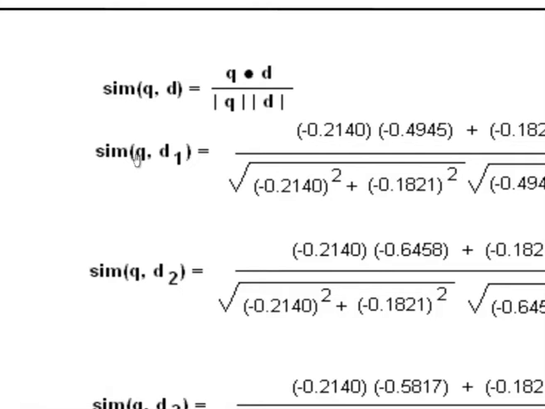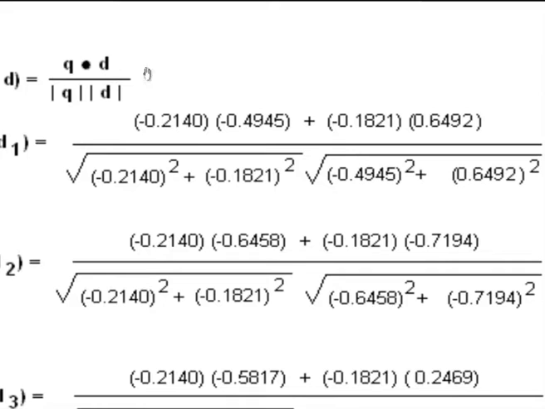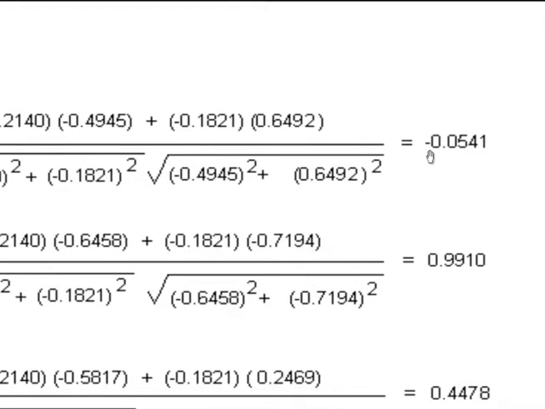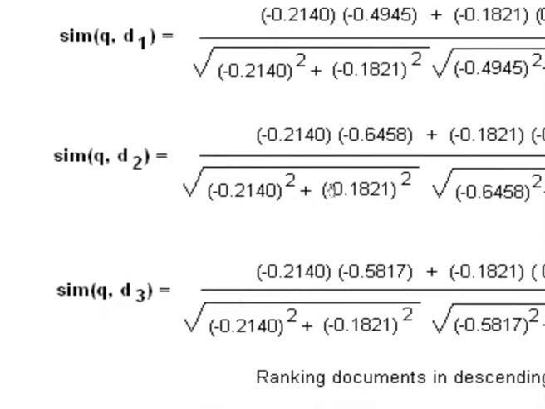Now, let us take the given query and document D1. Now, this Q dot D is the first component in Q and the first component in D multiplied. So, x1 multiplied by x2 plus y1 multiplied by y2, the whole divided by square root of x1 square plus y1 square multiplied by square root of x2 square plus y2 square. This equation will result in a value of minus 0.0541. Similarly, we calculate the similarities between query and document 2, and query and document 3.